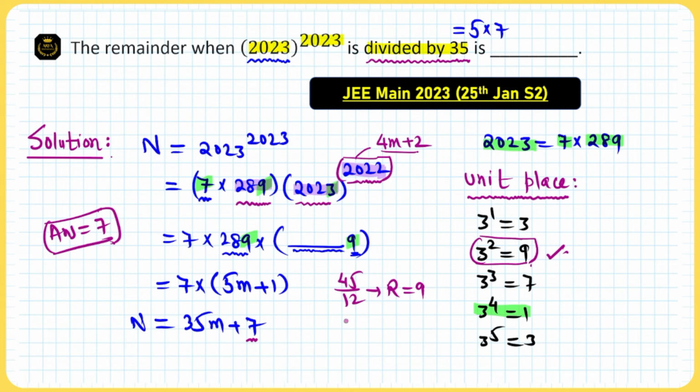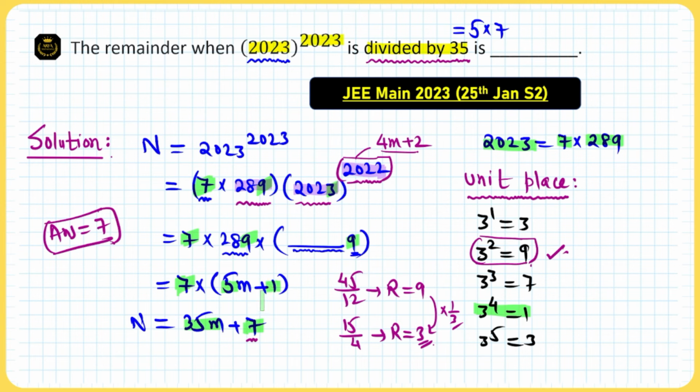But if you cancel the common factor 3, now you have 15 by 4. And in this case, the remainder will be 3. So basically, if you cancel the common factor, then the remainder is also divided by that common factor. Therefore, you should not cancel the common factor. Hence, we had taken this 7 outside and carried this 7 to the last step. And now 7 into 5m will give us 35m plus 7.